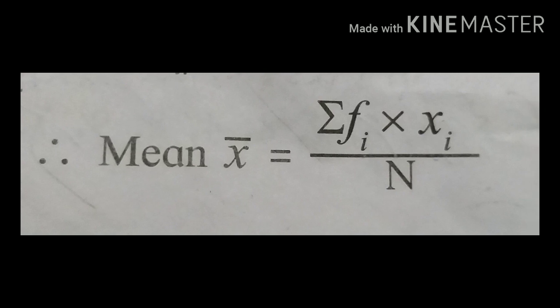Here is the formula to find the mean. Mean equals summation fi xi upon n. This formula is very important, children, to solve the sums. Now let's start, children, practice set 11.1.